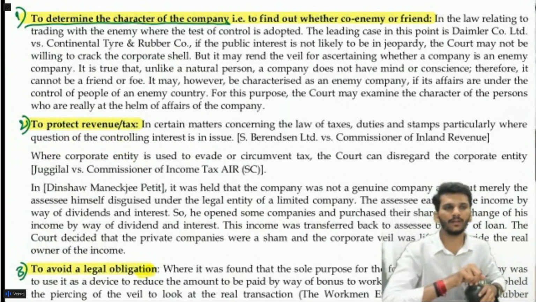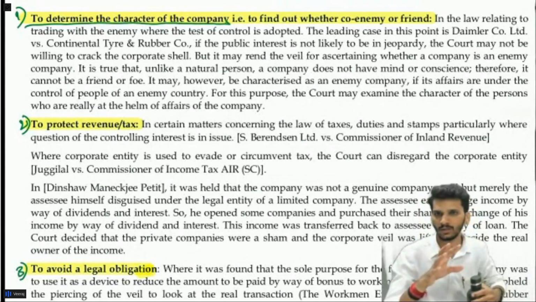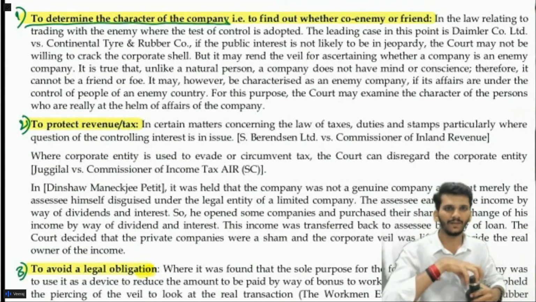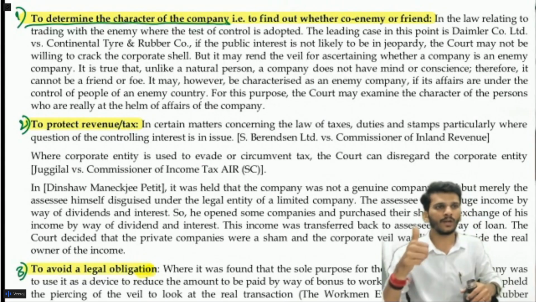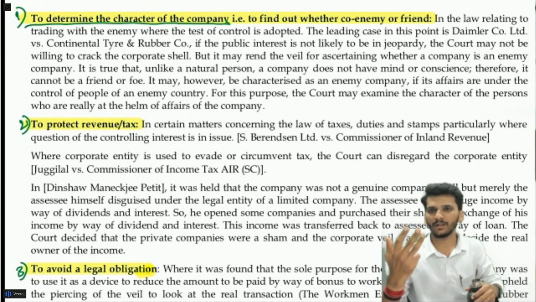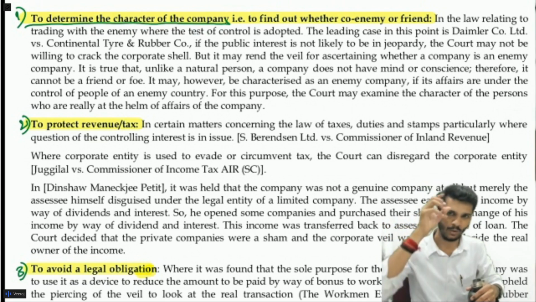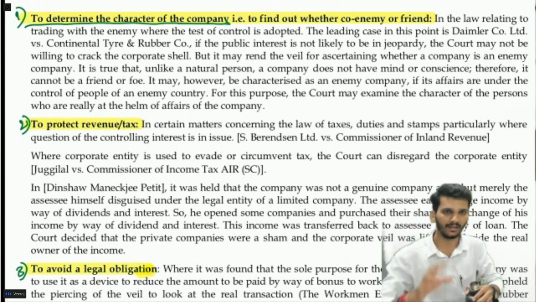So first one is what? You read the 5 things. You have to remember those 5 things. There is no other way. What are the 5 cases when the corporate veil will be lifted? To determine the character of the company, to protect the tax or revenue, to avoid the legal obligation, formation of subsidiary to act as agents, then company formed for, to defeat the law. You close the books, try to recollect it. Once you know all those 5 things, then we will explain it.